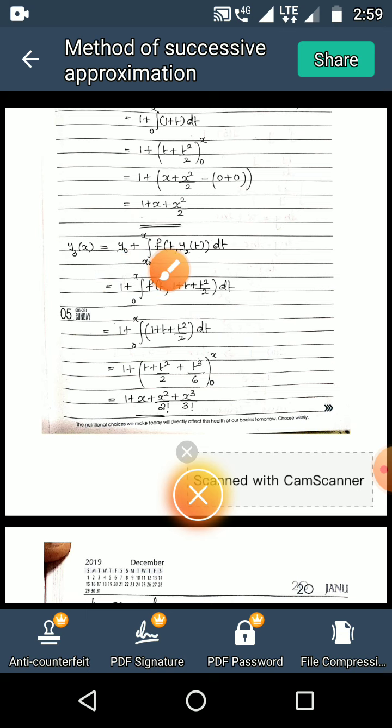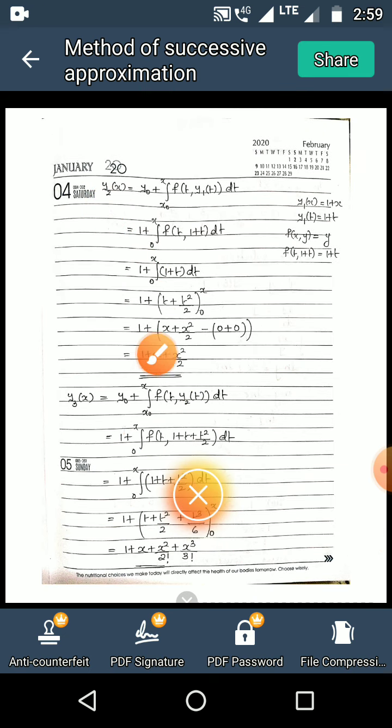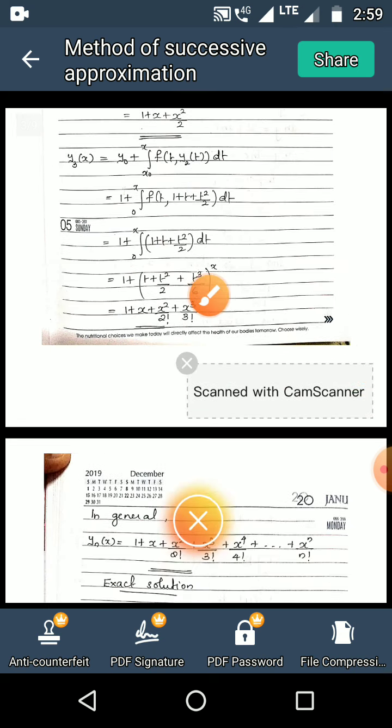Next y3 of x. y0 plus integral from x0 to x of f of t, and here we put y2 of t dt. y0 is 1, x0 is 0, so that is 1 plus integral from 0 to x of f of t, and we have found y2 of x. y2 of x is 1 plus x square by 2, so y2 of t is 1 plus t square by 2 dt, and f of xy is y, so f of t, 1 plus t square by 2 is 1 plus t square by 2. Next we are integrating, that is 1 plus integral dt is t plus integral t square by 2 is t cube by 2 into 3, so that t cube by 6.